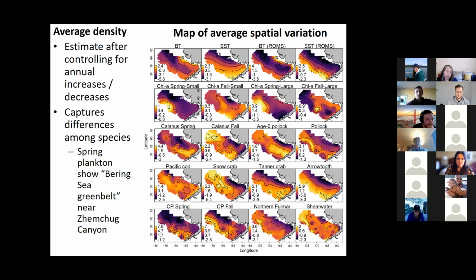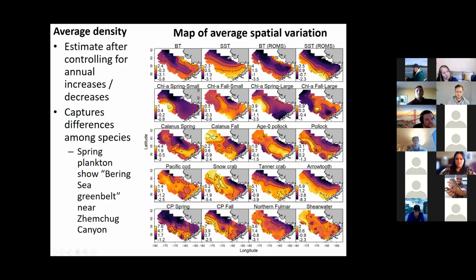So visualizing the output across these different ecosystem components and looking at the omega term in the model, bottom temperature looks like this, and this makes sense. Below freezing temperatures are produced by this ice factory and get advected southward in the middle domain. Sea surface temperatures get colder as you go north.